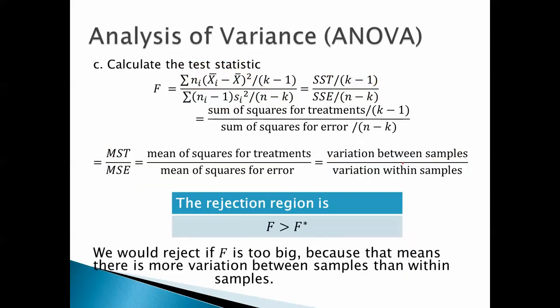Now, our rejection region is F greater than F star. We would reject if F is too big, because that means there is more variation between samples than within samples. Again, if F is big, that means variation between samples, like between 1 and 2 and 3, is pretty big compared to the variation within samples. And again, we would reject in that circumstance, because that's an indication that the underlying means are not similar at all.